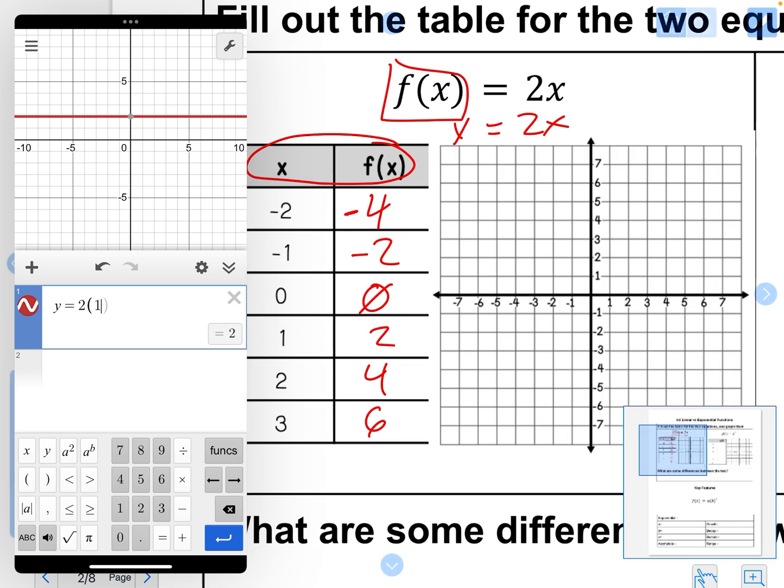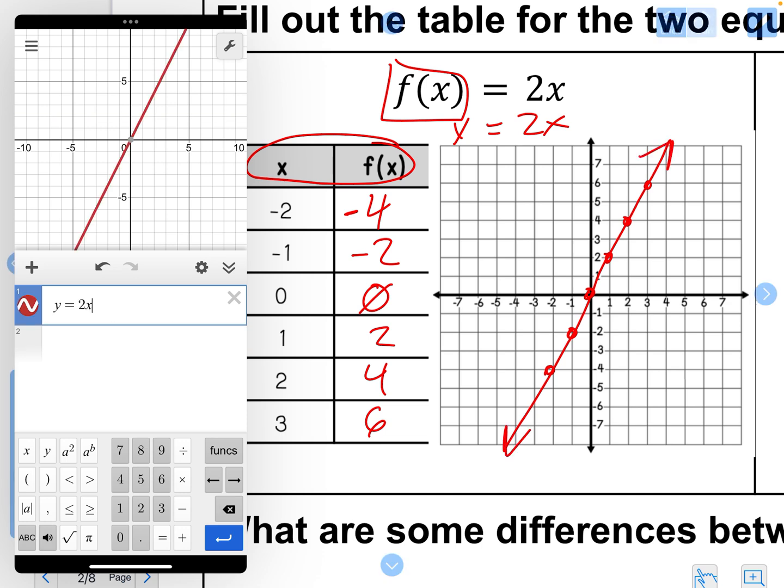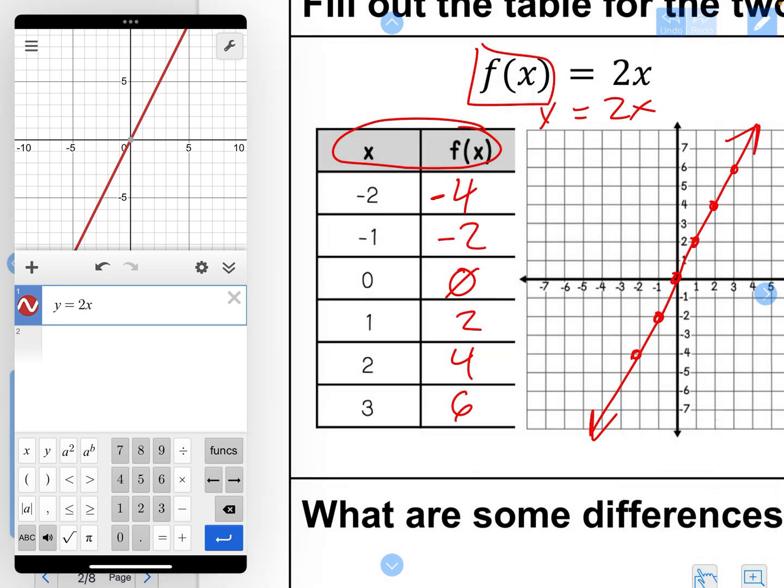So now let's graph this. -2, -4, -1, -2, 0, 0. So if we graph our line, this is what our line looks like. And if I change this back, that matches what we see on Desmos. So real quick, let's see what we notice.